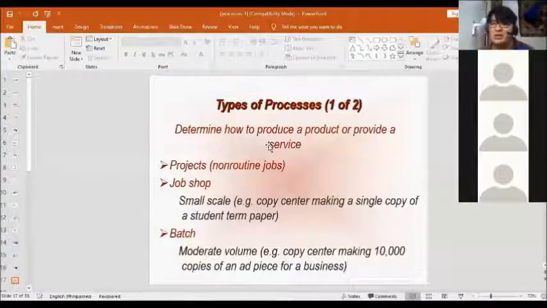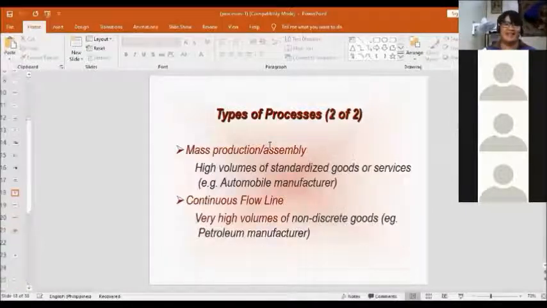Okay, per module. Kung doon sa assembly, from raw materials until final product, doon yung ginagawa nila. Doon naman sa batch, per module naman. Hindi siya yung isang buo. Okay, so pero pagdating sa volume, mas marami siya over job shop. Ayan. Next is mass production.